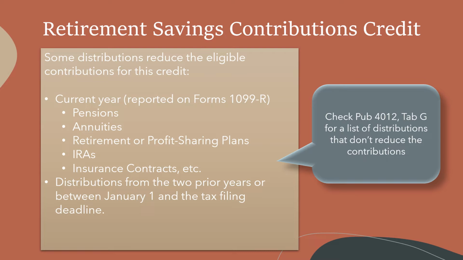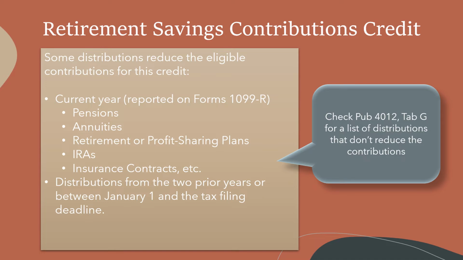It is important to note, though, that if our taxpayers had distributions from these types of accounts, those reduce the eligible contributions for this credit. So if you're seeing a current year Form 1099-R, again, 1099-R is for our pensions, annuities, retirement or profit sharing plans, IRAs, insurance contracts. Those reduce the amount of eligible contributions that can be counted towards the credit. Also, distributions made from the 2 years prior reduce the eligible contributions.